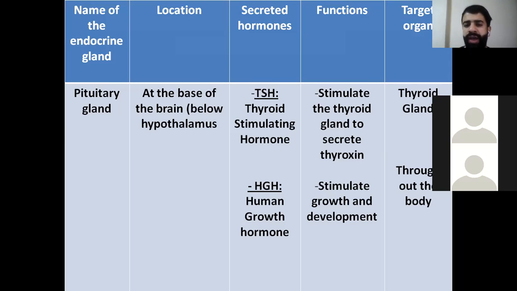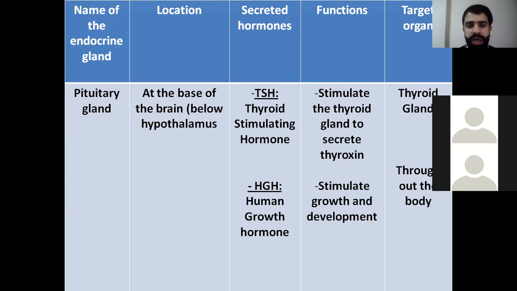As you know, the thyroid stimulating hormone stimulates the thyroid gland, so the target organ will be the thyroid gland, while the human growth hormone stimulates the growth and the development throughout the body. So if I ask you a question, first of all, if we did ablation of the pituitary gland, this will lead to problems. What are these problems? Who can give me the answer?